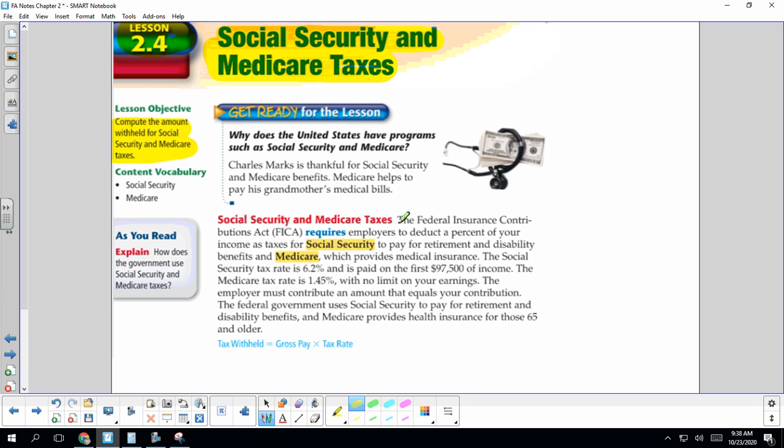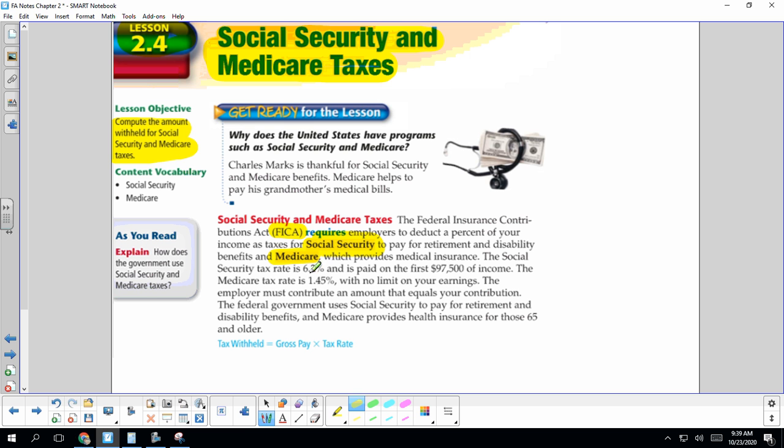So the Federal Insurance Contributions Act, we abbreviate it FICA, requires employers to deduct a percentage of your income for Social Security to pay for retirement and disability benefits. So Social Security engages if you retire or for some reason become unable to work. And Medicare, which provides medical insurance.